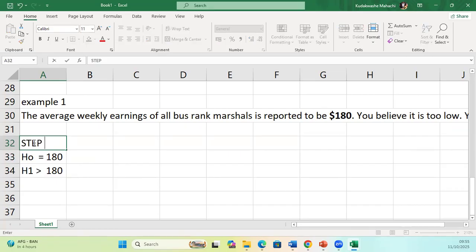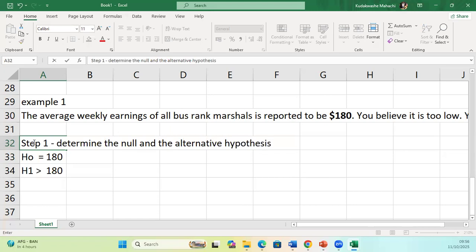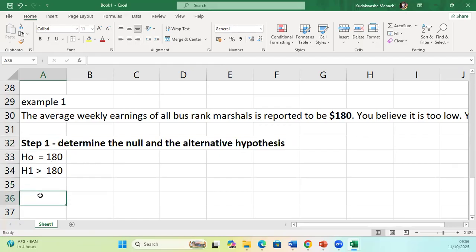Step 1: determine the null and the alternative hypothesis. That's the first step. So the null hypothesis is saying, no, the 180 is still correct. The alternative hypothesis is saying, no, that can't be correct. The alternative is believing that it is too low, so it should be greater than 180.